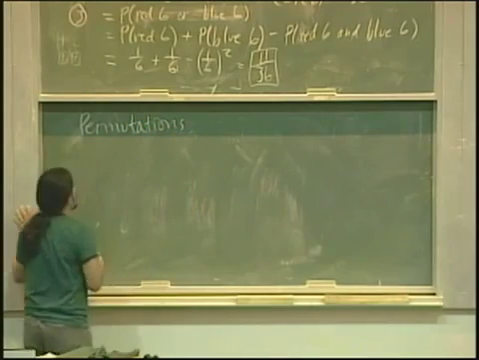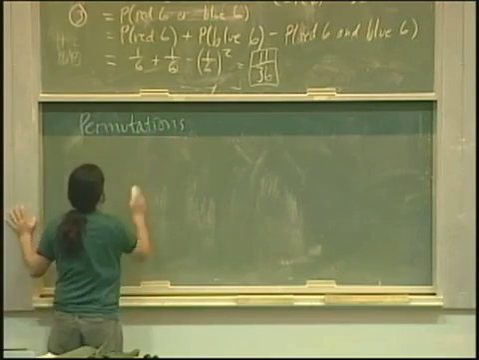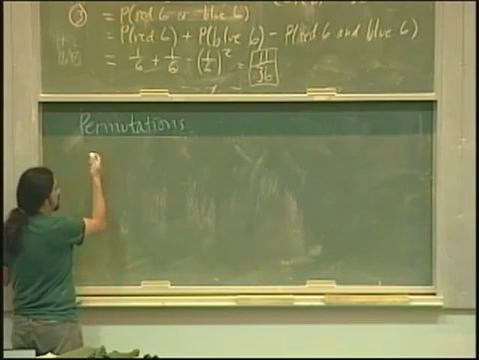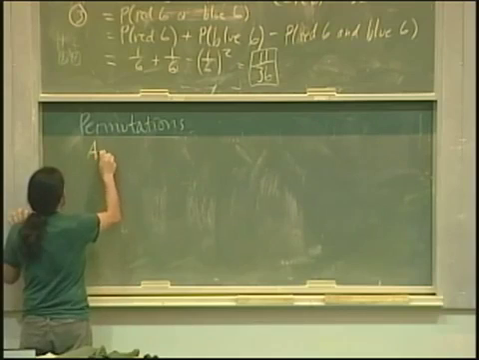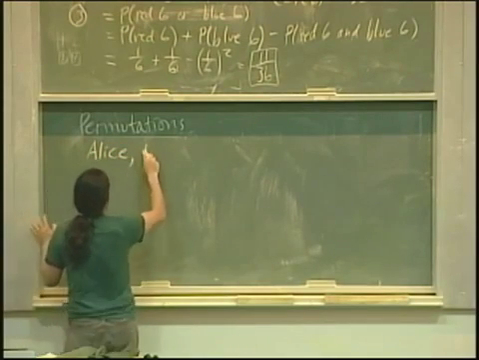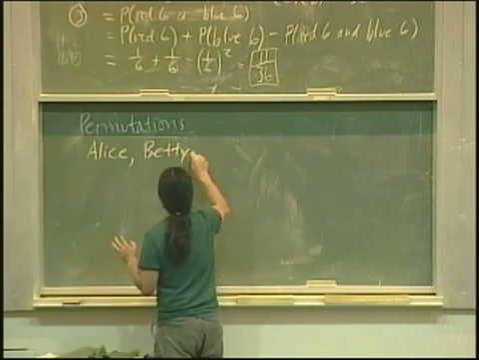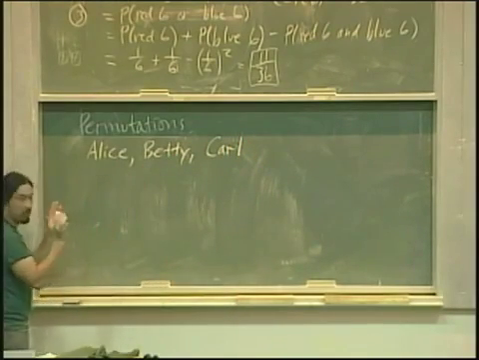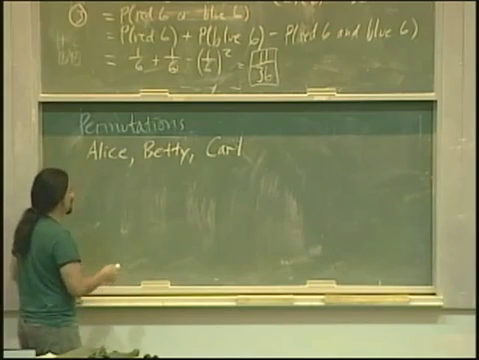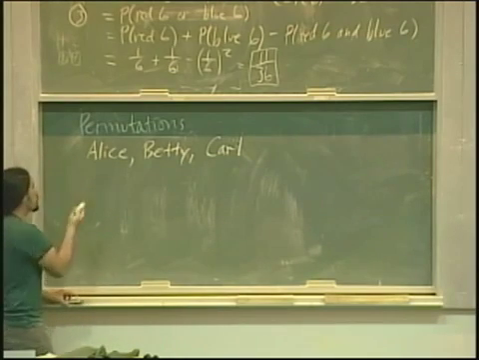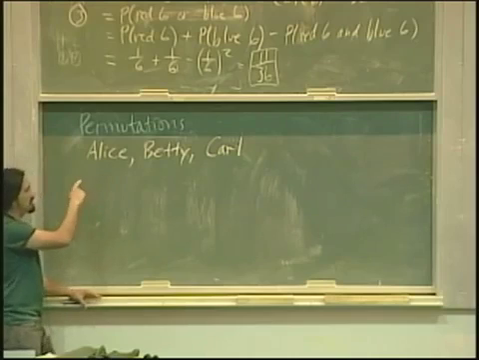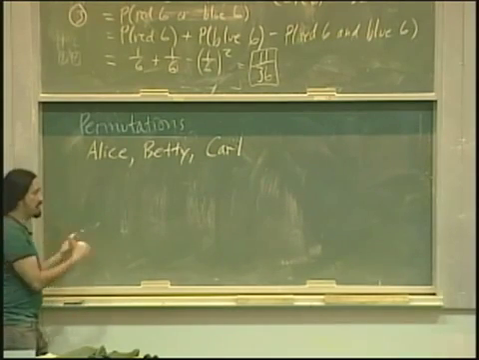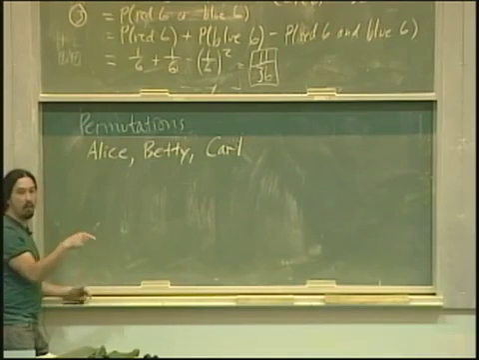So the example I like to start with is with 3 people. I'm going to use their initials, but I'll give them names. Alice, Betty, and Carl. So I'll refer to them as A, B, and C, but it's nice to give them an identity. What I'd like to think about is how many different ways can I put these 3 people in different orders. You might imagine there are 3 chairs. How many different ways could they sit down, basically?